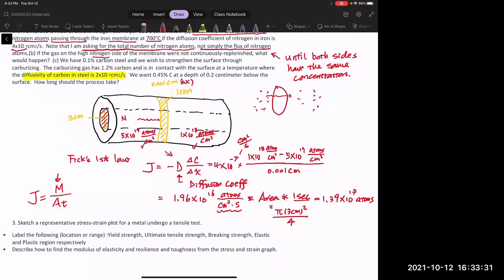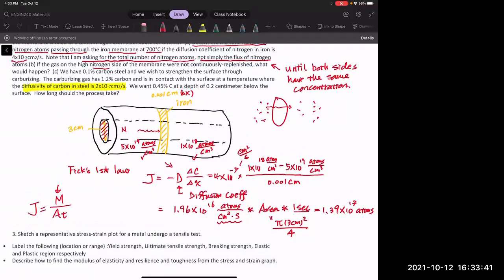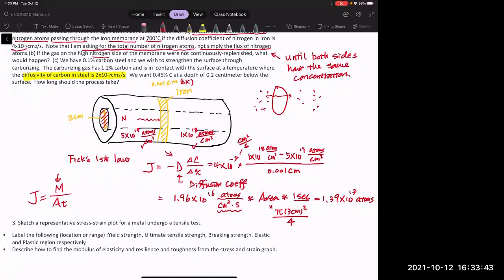But when you have the same concentration, it doesn't mean the atoms don't move. The number of atoms moving to the right and the number moving to the left are going to be the same. So the rate is the same, and you don't see the difference. The concentration will stay constant on both sides, at the same number. So that's what that means for the diffusion in problem B.